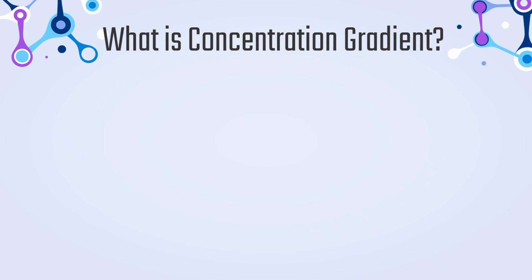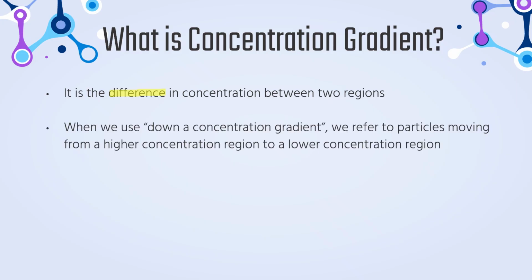So let's talk about concentration gradient. Now this word is probably a little bit too heavy for you, but after a while you'll get used to it. So just very simple: the word gradient actually means difference. So basically, concentration gradient refers to the difference in concentration between two regions. Normally we use the word gradient, but it's the same as difference.